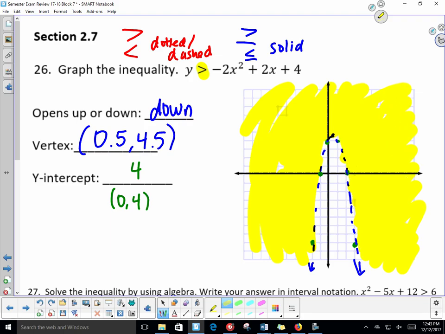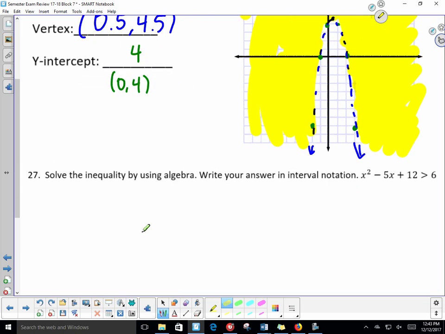All right, questions on that one? All right, you are flipping the page and we're looking at number 27. So we have 2 questions left to finish us up with 2.7 today.